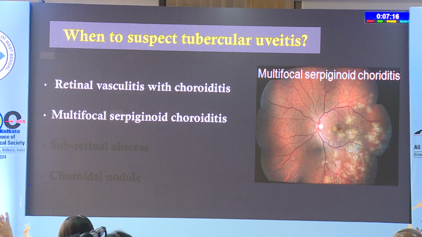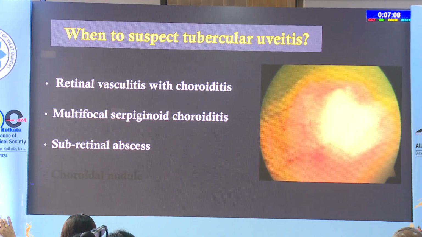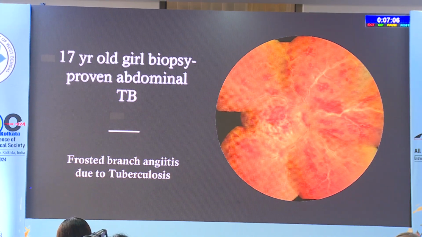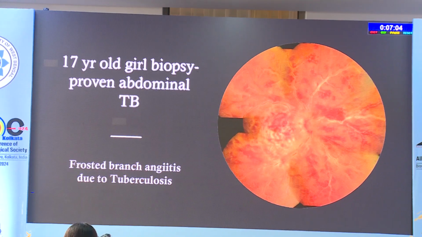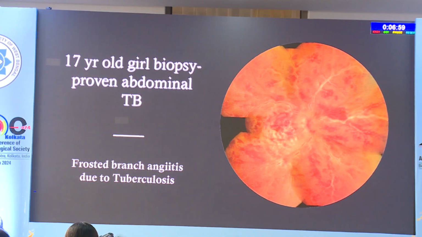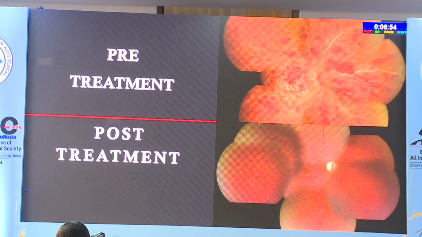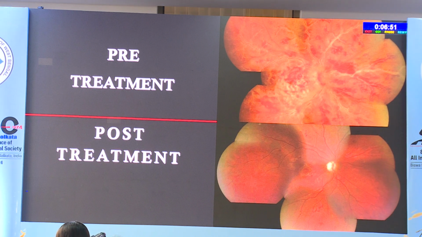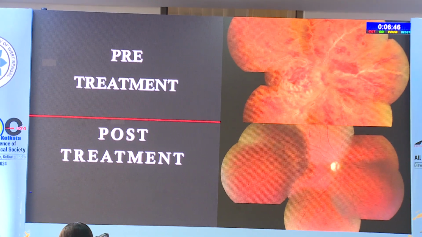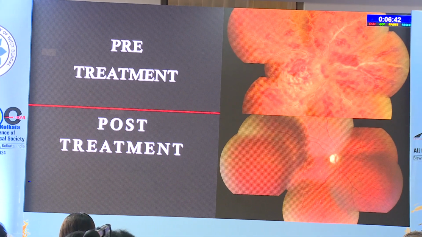The PGI group of people has had a lot of studies to establish that new entity, subretinal abscess, choroidal nodule. A 17-year-old girl, this patient, biopsy-proven abdominal TB, presented with meningitis due to abdominal tuberculosis. And look at the treatment. If you give the treatment, you can see that there is a complete resolution of the lesion. This is often a curable disease, and you can have successful resolution of the disease by appropriate treatment.